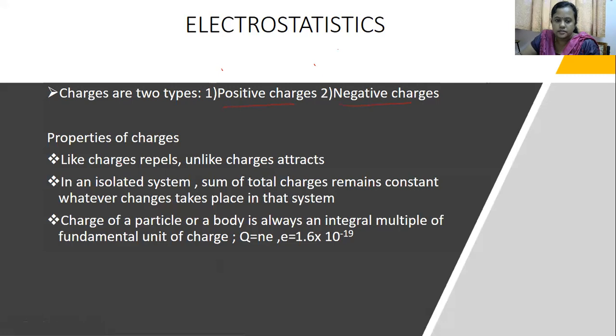In an isolated system, the sum of total charge remains constant, whatever changes take place in that system. And the charge of a body or a particle is always an integral multiple of the fundamental unit of charge. We are taking that Q is the total charge, and then Q is equal to Ne, where N becomes 1, 2, 3. E is the charge of the electron, and that is 1.6 into 10 raised to minus 19 coulomb. Coulomb is the unit of charge.